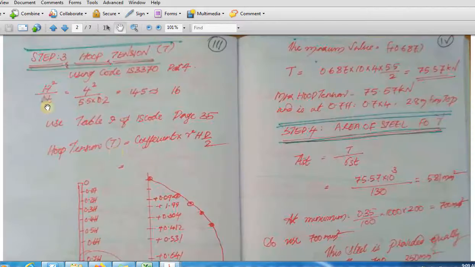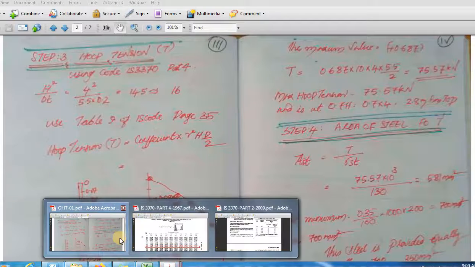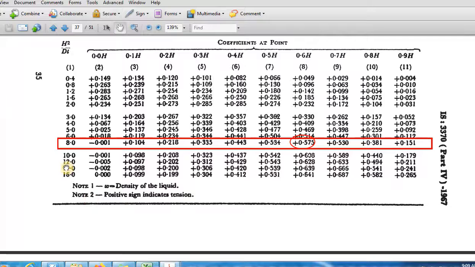So let us find out H square by dt. H is 4, squared, divided by d, the diameter, 5.5, and thickness is 0.2. All parameters are in meters. So you will get 14.5. But we don't have 14.5 here. You can see here 14 and the next one is 16. Otherwise we need to interpolate it. You need not, actually. We can take 16, rounding up to the next higher one.